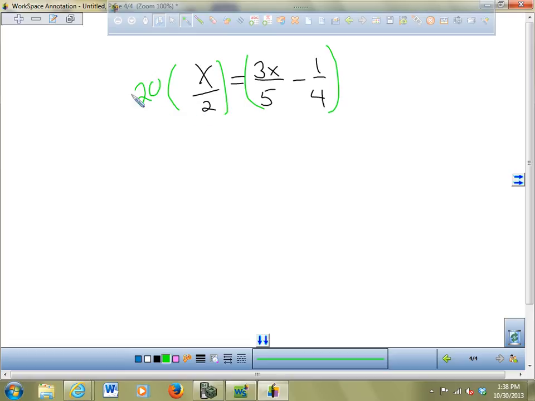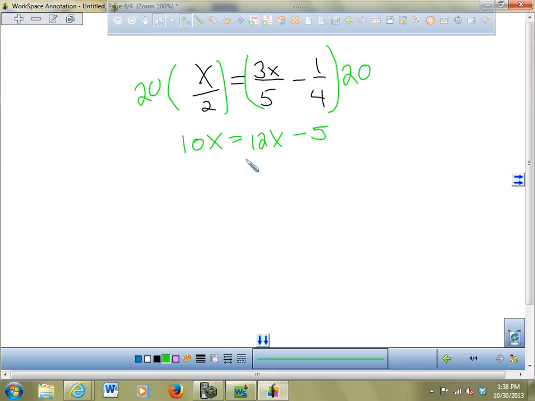So I can multiply this by 20, which means first I have to divide 2 into 20, which gives me 10. So that gives me 10x. And that fraction goes away. See that? Okay? And I have to multiply by 20 over here. How many times does 5 go into 20? 4 times. So 4 times 3 is 12x. And 4 goes into 20 5 times. And 5 times negative 1 is minus 5.